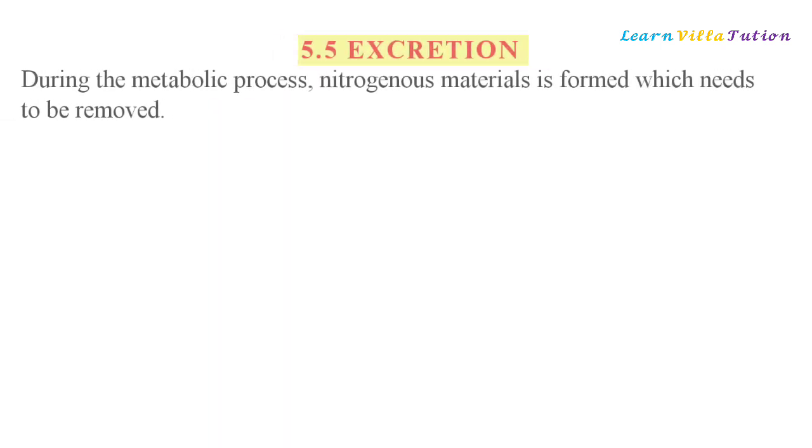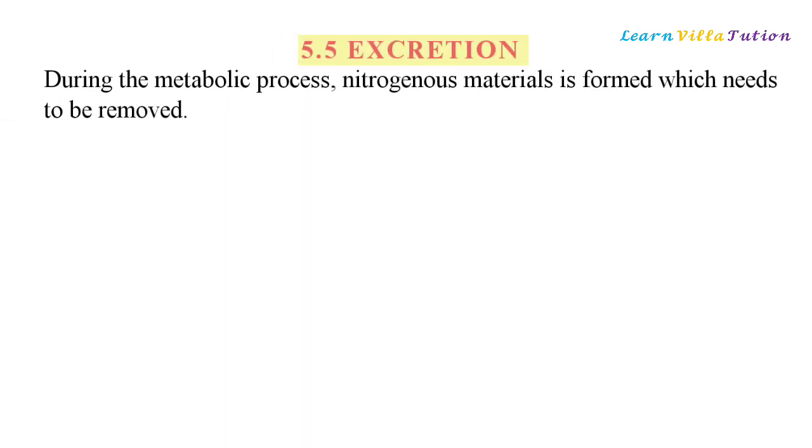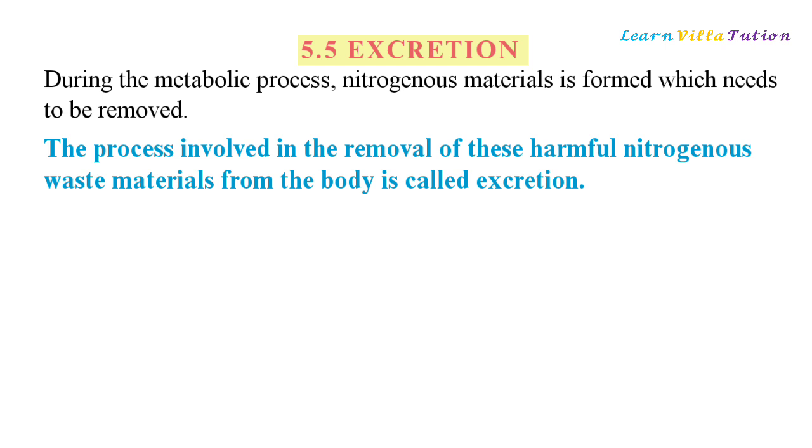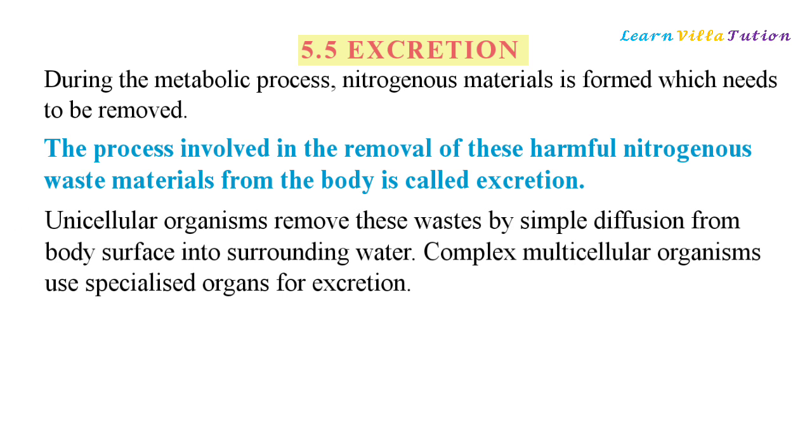Excretion. During the metabolic process, nitrogenous materials are formed which need to be removed. The process involved in the removal of these harmful nitrogenous waste materials from the body is called excretion. Unicellular organisms remove these wastes by simple diffusion from the body surface into the surrounding water. Complex multicellular organisms use specialized organs for excretion.